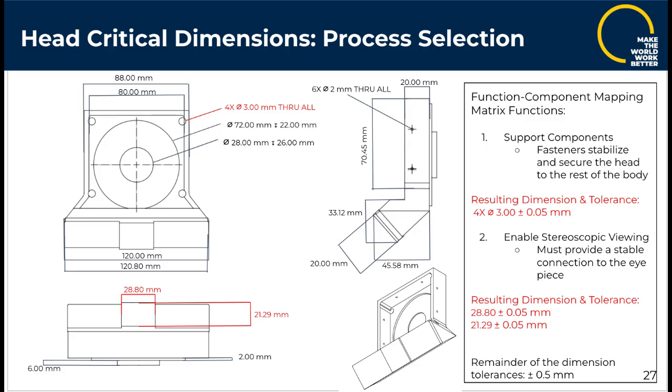Similarly, the length and width of the top eyepiece mount were assigned an approximate tolerance of 0.05 millimeters as well, because they support the function of enabling stereoscopic viewing by providing a stable connection for the eyepiece. All other dimensions have a standard tolerance of 0.5 millimeters.